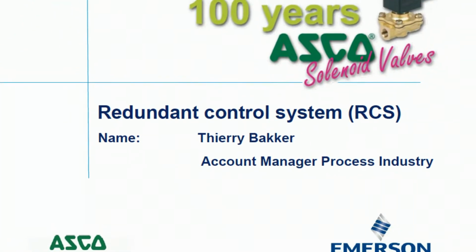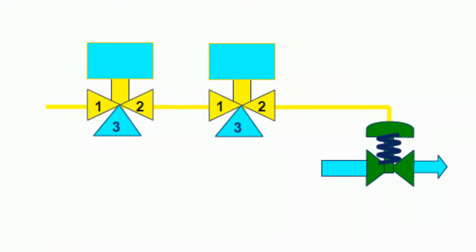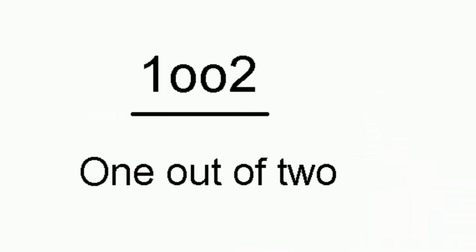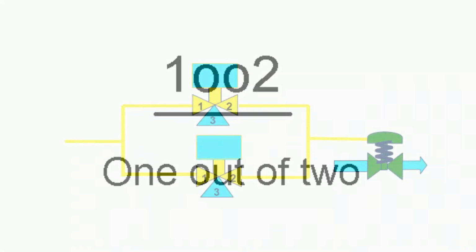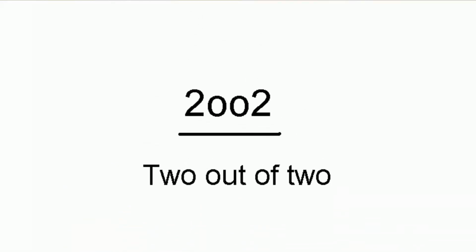Yes, of course. Redundancy is, let's say, the common thing in the process industry these days. But to have some advanced redundancy, you need to build a system around it, and the redundant control system is the system that has that. Because you can put two valves in redundancy, two valves in series, very good for safety, or two valves in parallel, which is good for reliability. Well, the redundant control system has it all.